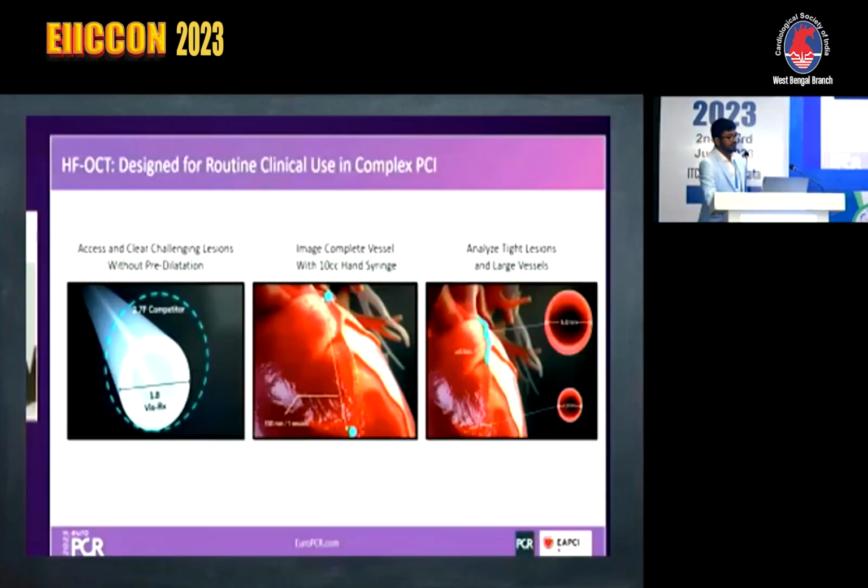So this is high frequency OCT. As you can see, even the catheter size is much smaller than the present day OCT. And with a simple hand injection of 10 ml contrast, we can scan a length as long as 100 millimeters within 1 second. So this is where the breakthrough technology comes in, where we can get clear visible images with 10 ml contrast and scan up to 100 millimeters.